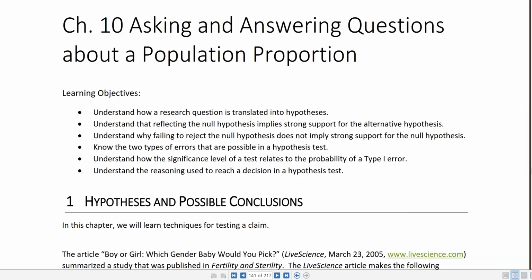In Chapter 10, we're going to be looking at hypothesis testing and how to ask and answer questions about a population proportion and use statistics to do that. So we need to understand how to translate a research question into a statistical hypothesis, then also understand what rejecting the null hypothesis implies.